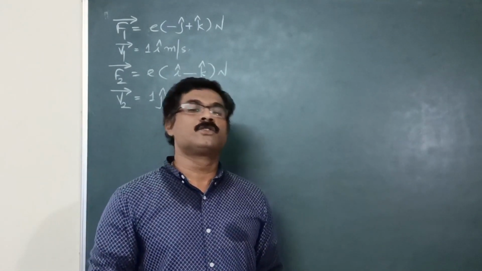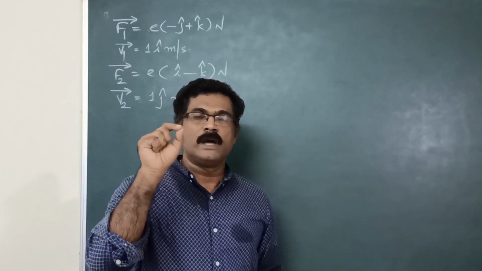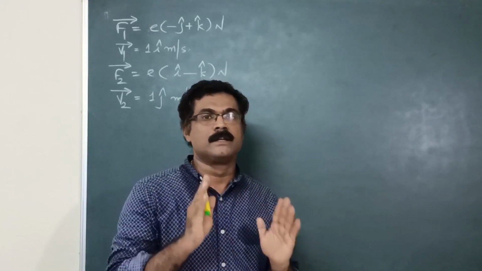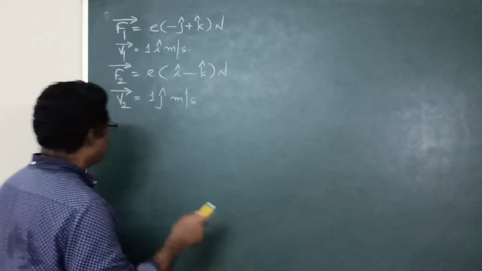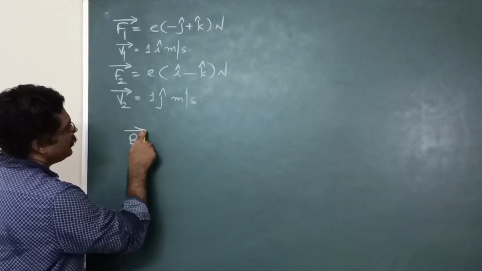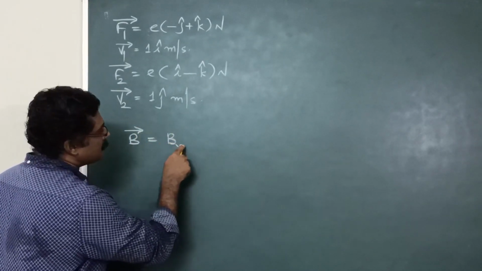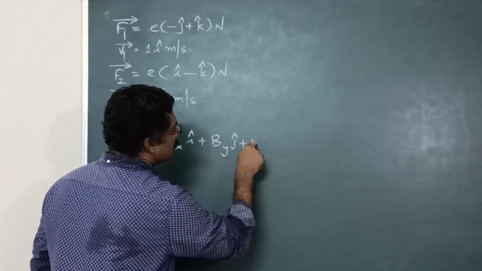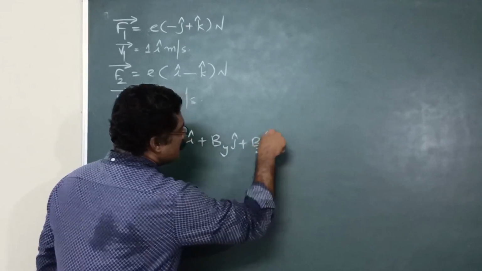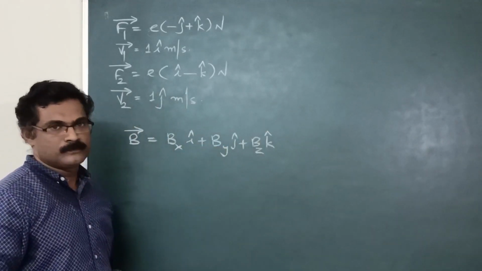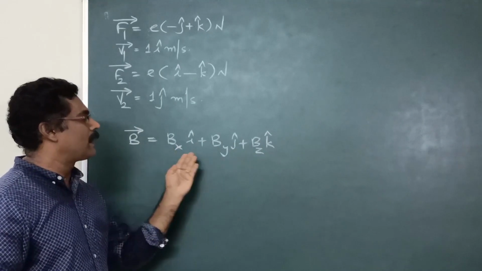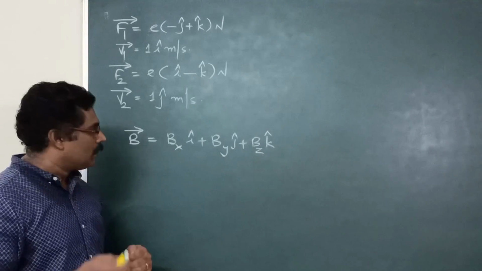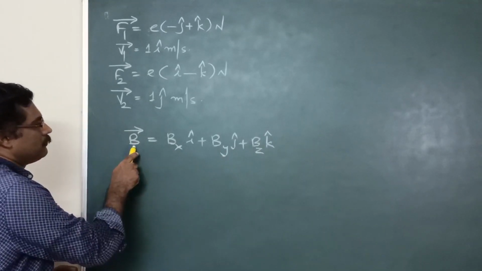Then how can you solve this question? First, you assume the magnetic field that exists in this region is vector B, and let vector B be equal to Bx i cap plus By j cap plus Bz k cap. This is the magnetic field. You just assume. Since it is a vector, it may contain all three components. Now we want to find the magnetic field B.